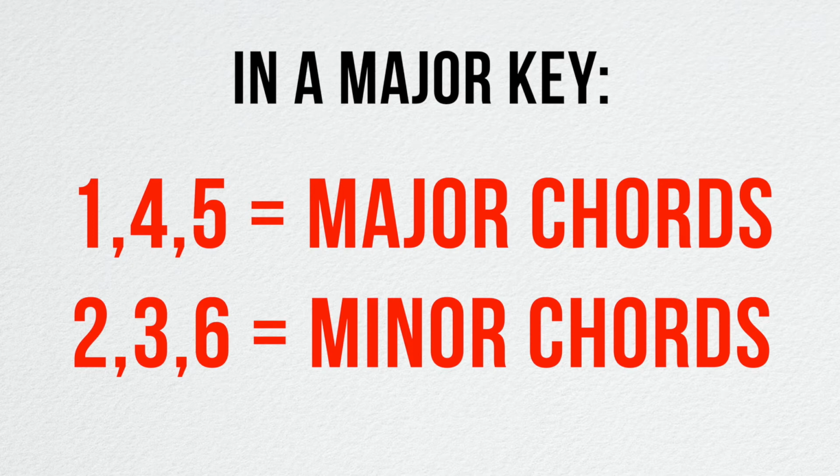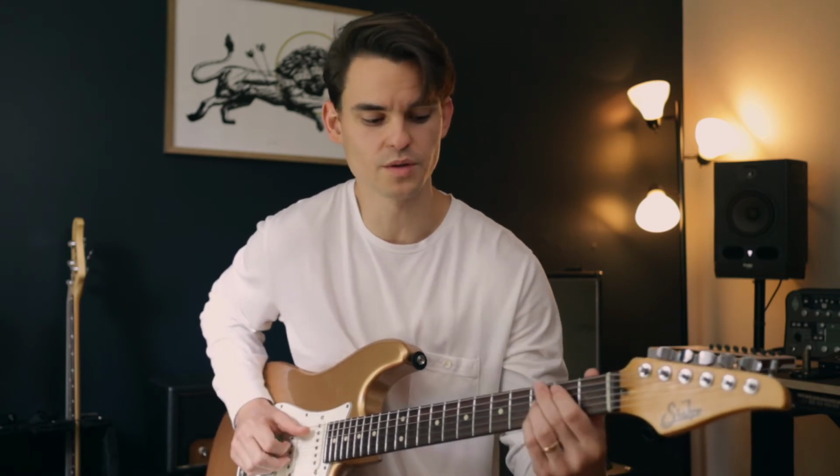So if I were playing in the key of C, and again the chord shapes aren't super important for this, I would basically have C major, D minor, E minor, F major, G major, A minor, and then again the B that we're not super worried about, but the B diminished, back to C major.